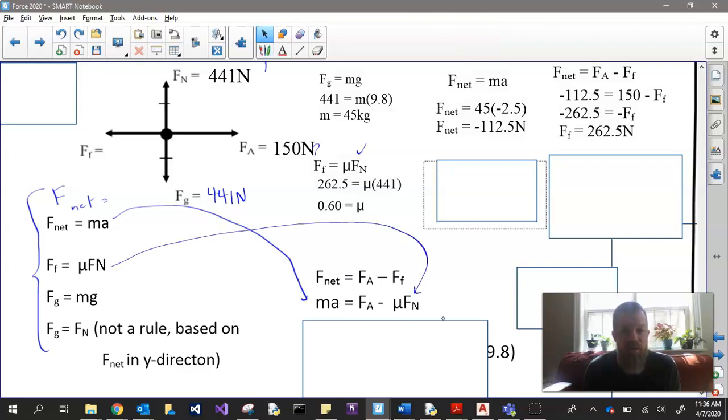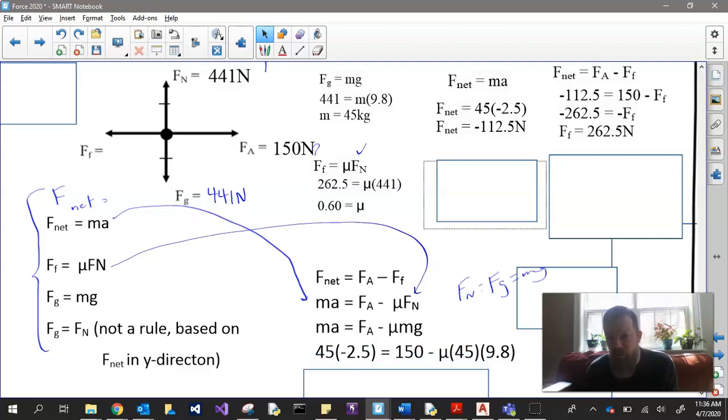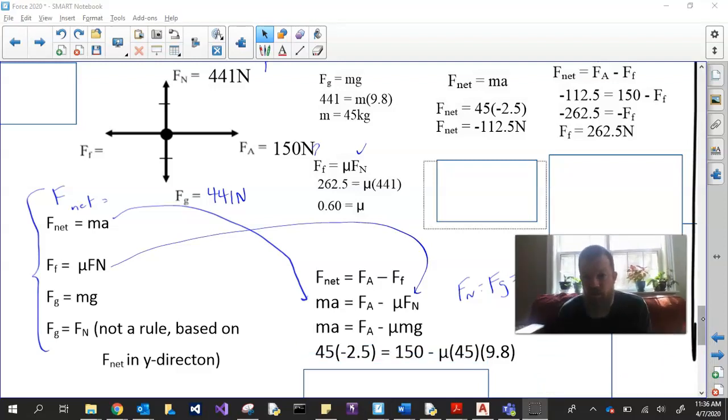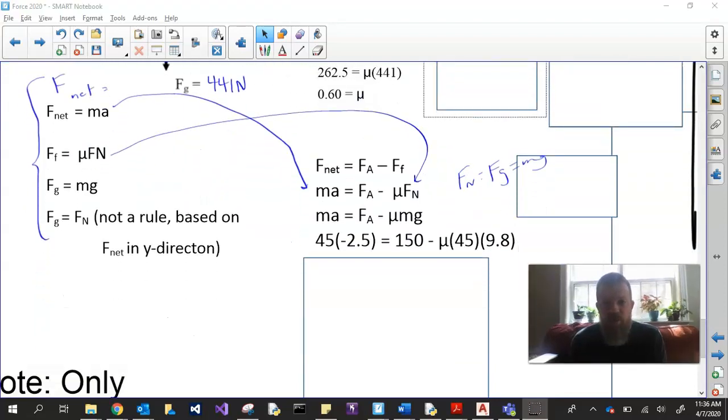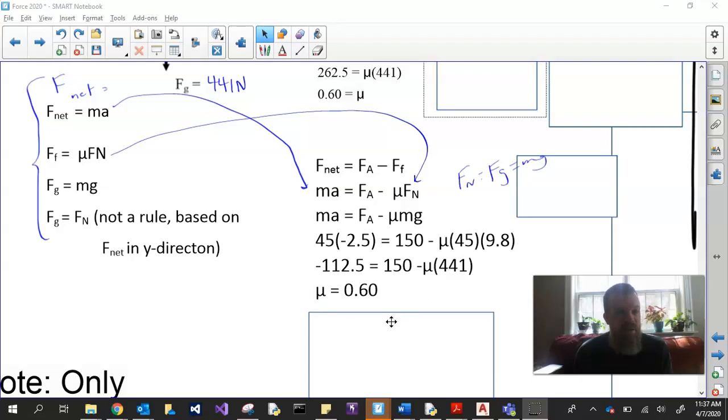So I've replaced them. I can go one step further and go Ma equals Fa minus mu Fn, and I know Fn equals Fg, which also equals Mg. So I'm replacing mu Fn with mu Mg. Now it's a matter of just plugging the numbers in. Now it's just a matter of plugging the numbers in. The 45 times negative 2.5 is negative 112.5, same as above. 150, and I've got mu times 441. Rearrange, and I get the same answer.